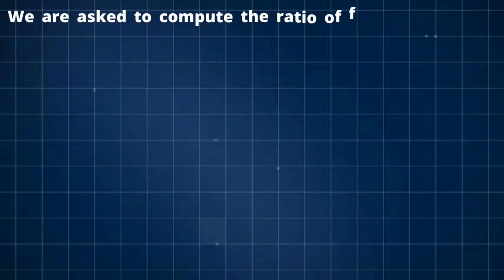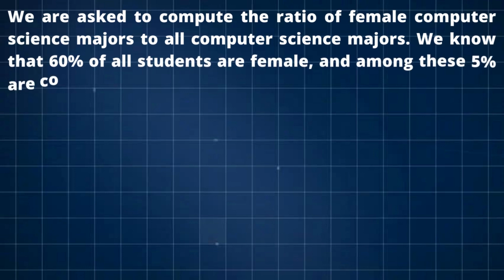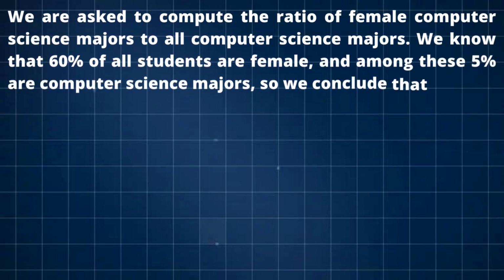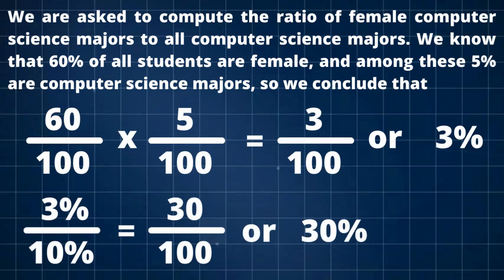We are asked to compute the ratio of female computer science majors to all computer science majors. We know that 60% of all students are female, and among these 5% are computer science majors, so we conclude that 60/100 times 5/100 equals 3/100, or 3% of all students are female computer science majors. Dividing this by the 10% of all students that are computer science majors, we arrive at the answer, 3% per 10% equals 30/100, or 30% of all computer science majors are female.